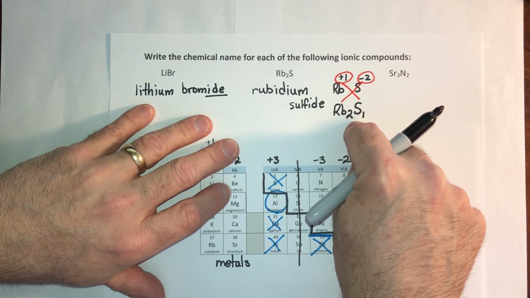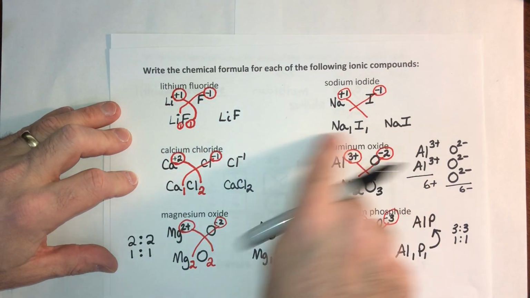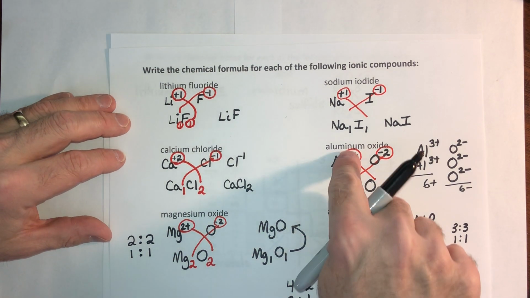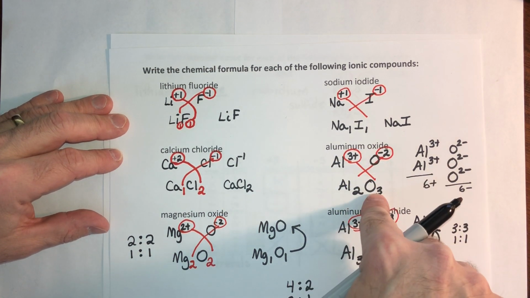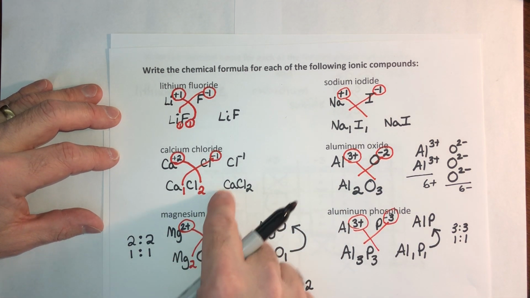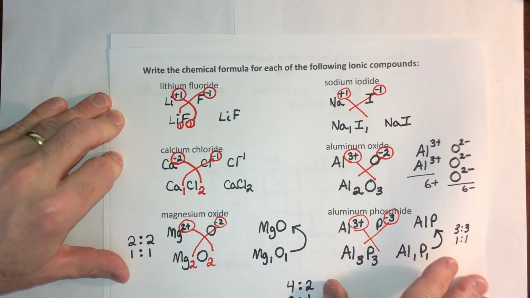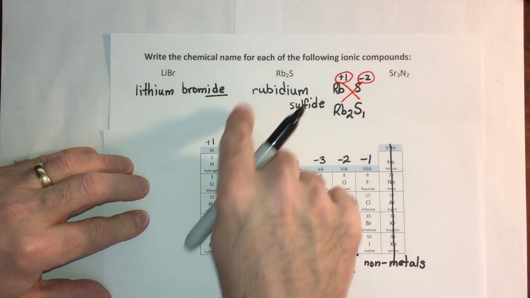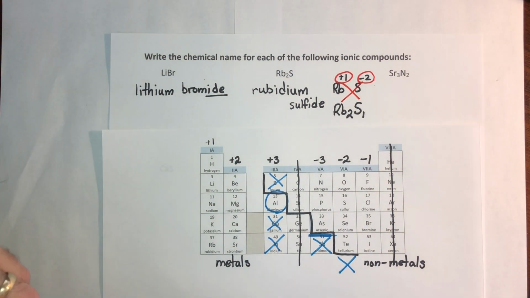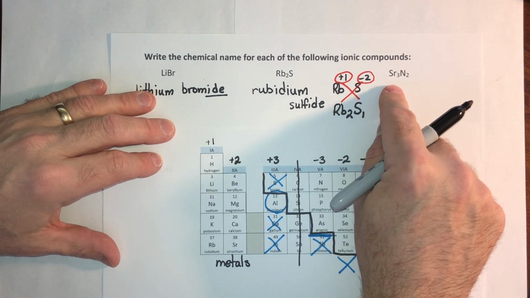If we look back to the last page, you'll notice that in none of these questions here did I ever tell you how many. I never told you that there was 2 aluminums and 3 oxygens. You figured it out. For this one here, I never told you that there was 2 chlorides. We figured it out. So when you're naming these things, you don't have to tell me that there's 2 rubidiums, because I can figure it out. All right, so we move on to the next one.